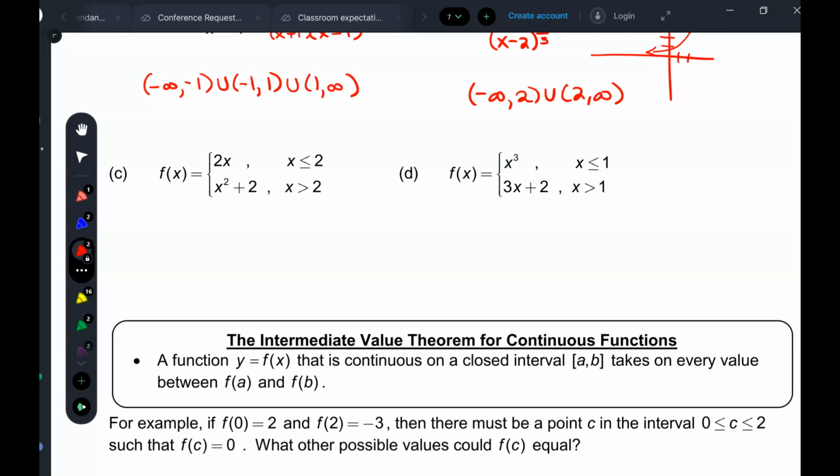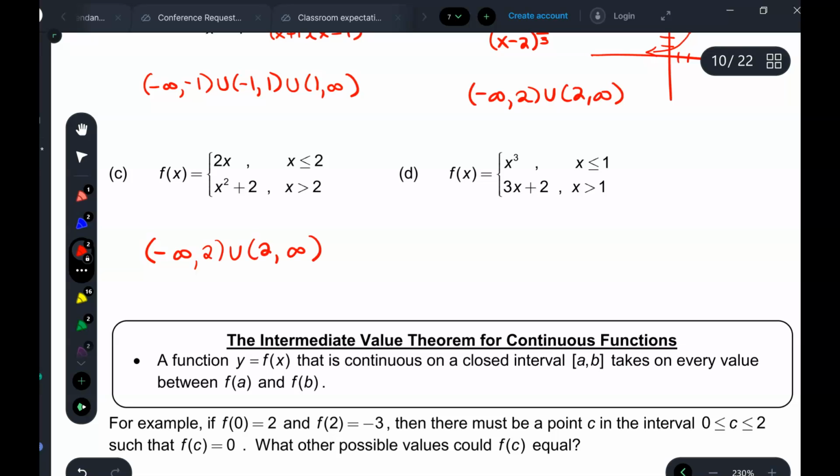4. Plug into here. So there's a discontinuity at 2. So I get to include everything but 2. Okay. What about the last one here?